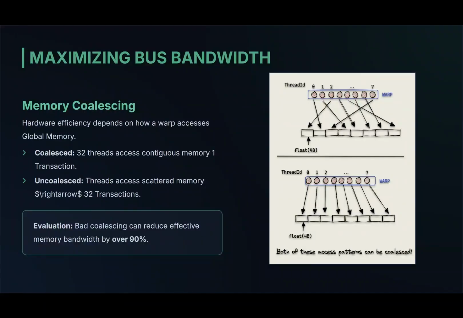The fix is simple. Make sure adjacent threads access adjacent memory addresses. Thread 0 reads index n, thread 1 reads n plus 1, and so on. That single change can multiply your memory throughput several times over.